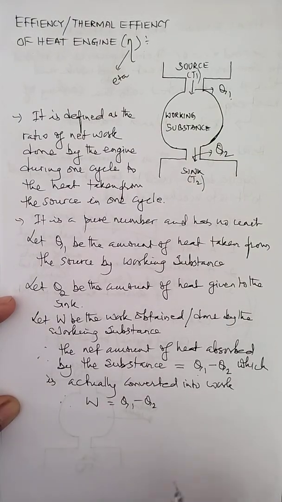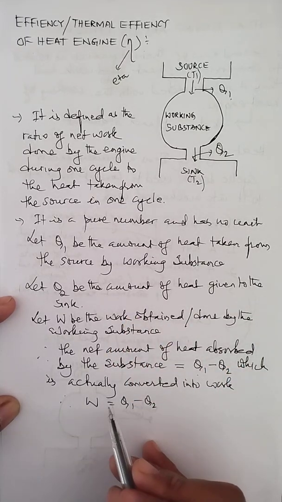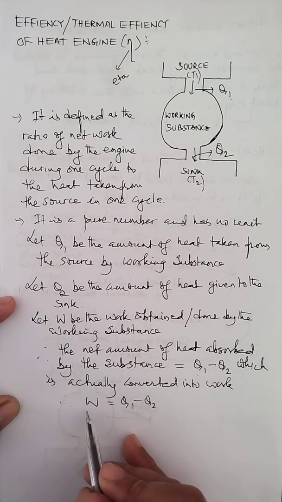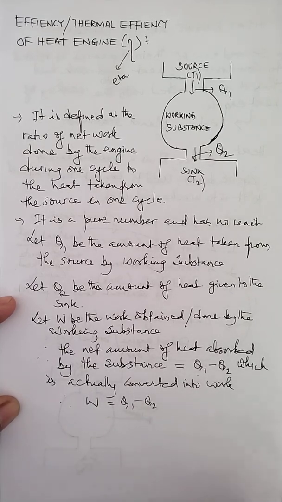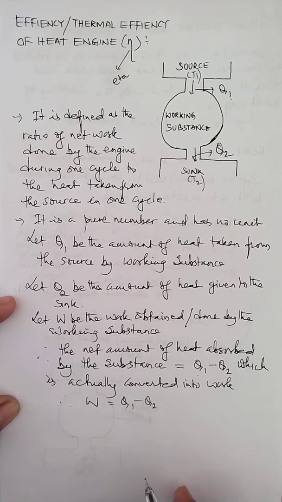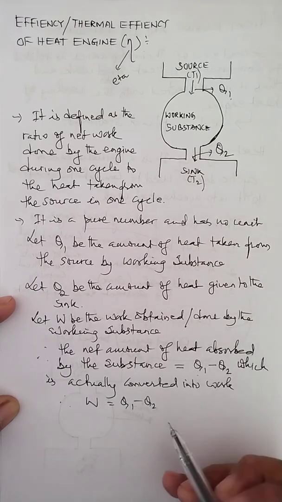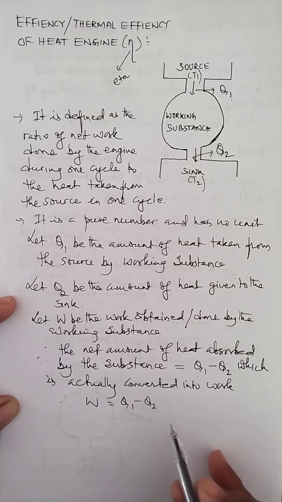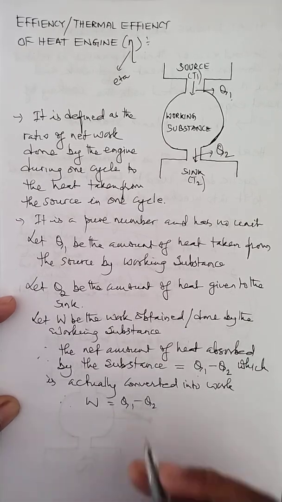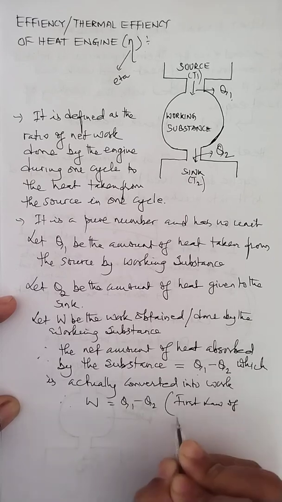Applying the first law of thermodynamics, heat can be converted into work. The heat absorbed by the working substance is converted into work, which means it simply follows the law of conservation of energy, so W equals Q1 minus Q2. This is for one complete cycle. As I said, in a heat engine a number of cycles are repeated continuously and work is continuously obtained. But for one complete cycle, the heat converted into work is given by W equals Q1 minus Q2. This relation is written according to which law? The first law of thermodynamics.